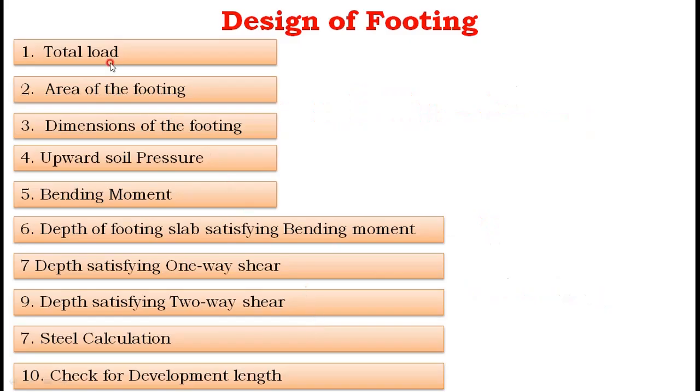Okay. See, the steps are similar, the same steps only we are using. Total load, and the second one is area of footing, dimensions of the footing, upward soil pressure, bending moment. Till here conventional steps, and after that I take depth satisfying bending moment, depth satisfying one-way shear, and depth satisfying two-way shear. Out of these three, whichever is maximum, that I will consider, and then I go for steel calculation. Then after that I check the development length and I will finish the design.